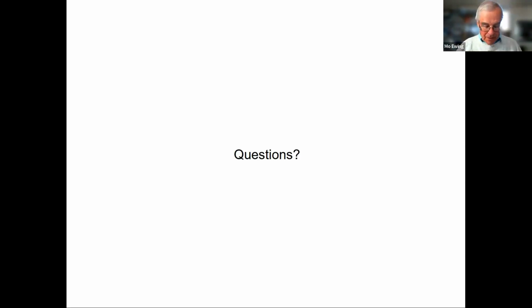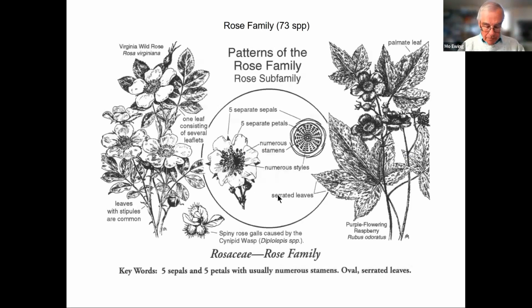All right, so let's get on to the next family, which you're probably familiar with, and that's the rose family. This is also a very complicated family. It has 73 species in it in Colorado, and those species are split into 5 subfamilies, but I'm not going to get into the subfamilies just to keep things a little more simple. The key words for the rose family are 5 sepals, 5 petals with usually numerous stamens, and oval serrated leaves.